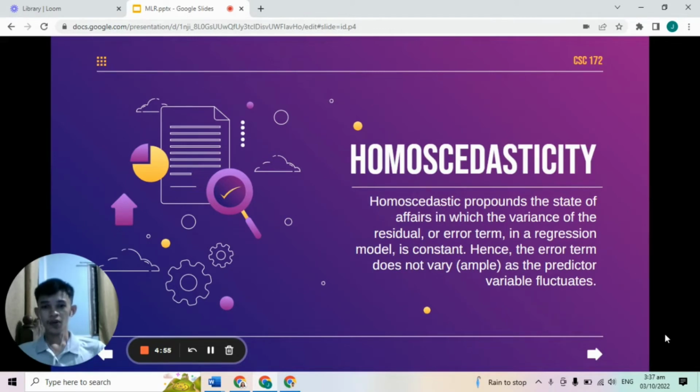Homoskedasticity. Homoskedasticity describes the situation in which the variance of the residual or error term in a regression model is constant. Hence, the error term does not vary as the predictor variable fluctuates. If neglected, the confidence interval is either too wide or too narrow. The researcher plotted the residuals to observe whether the variance appeared stable or uniform.